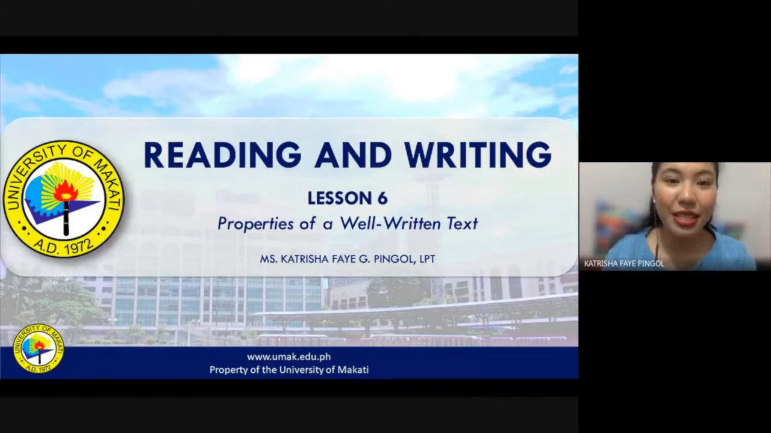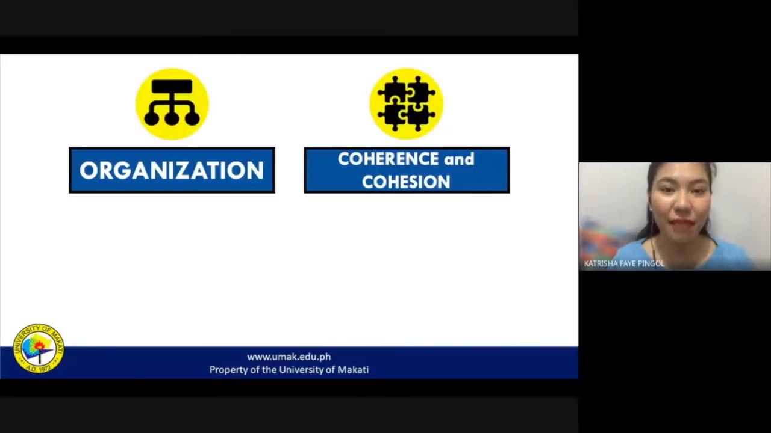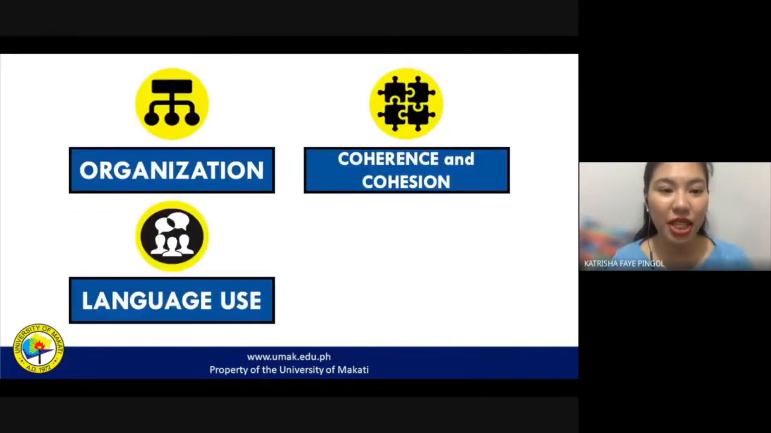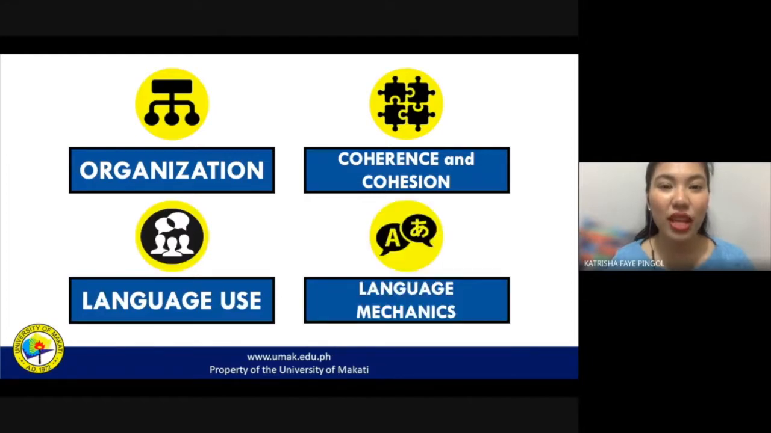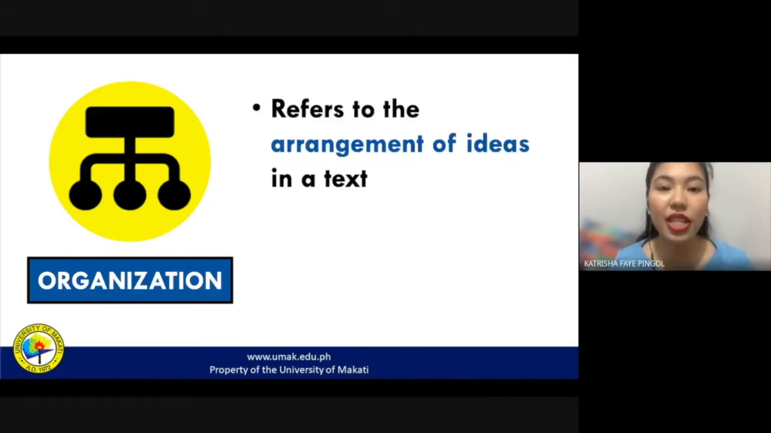For today's lesson, we will be discussing properties of a well-written text. So for today's lesson, we'll be talking about organization, coherence and cohesion, language use, as well as language mechanics. Let's first look at organization. When we say organization, it simply refers to the arrangement of ideas in a particular text.